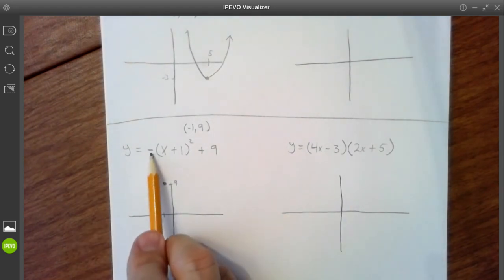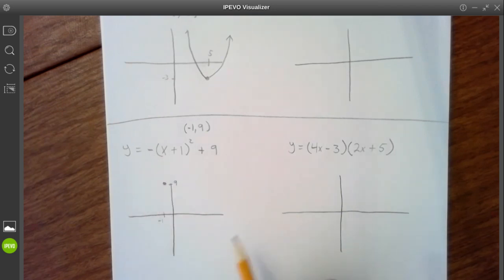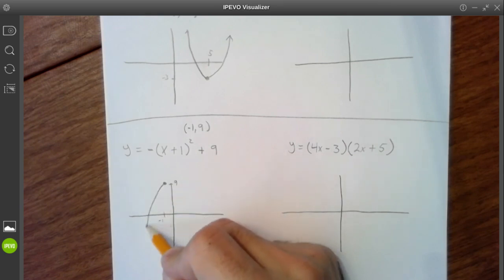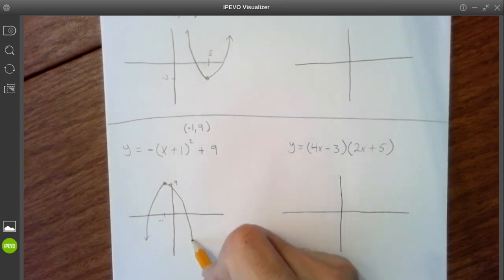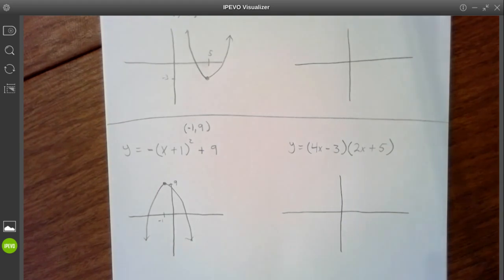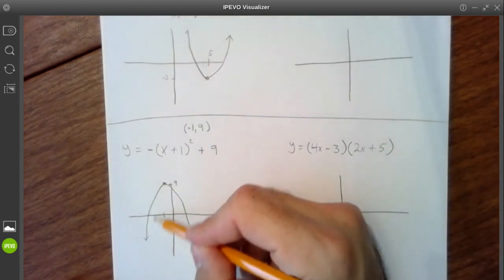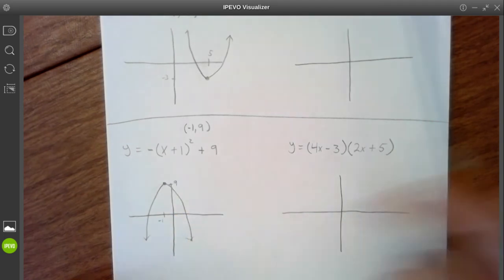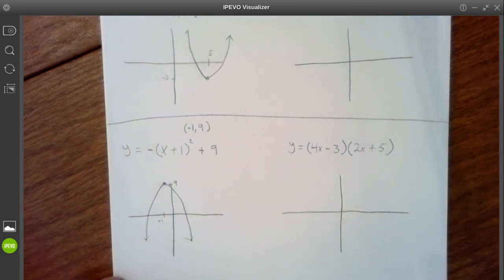And then this time, because my a term is negative, the number that's attached out front, I know that it's going to be opening downward. There we go. Something like that. I mean, it could be much skinnier. It could be opening really slowly. That I'm not too worried about. I just want to get a general idea for what the graph looks like.